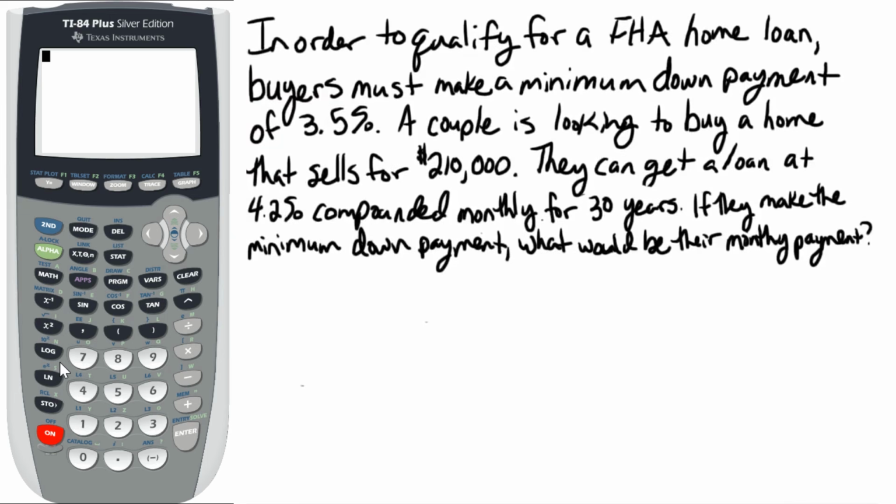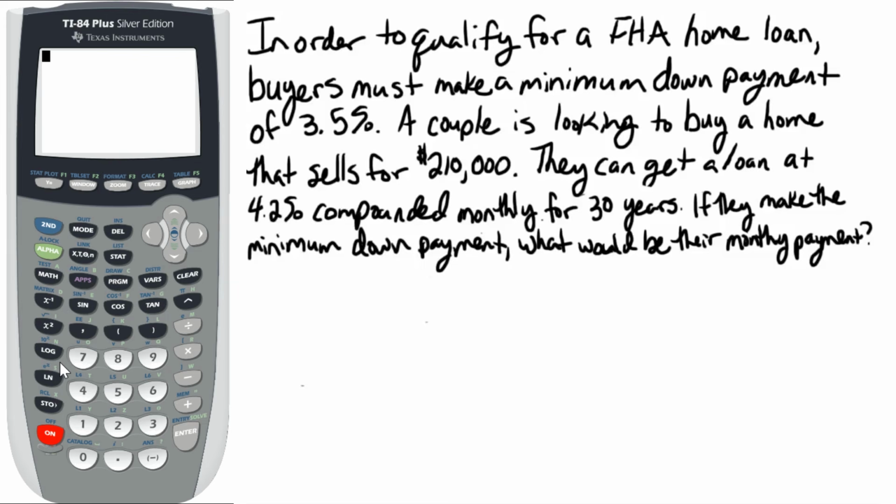Alright. So, in order to qualify for an FHA home loan, buyers must make a minimum down payment of 3.5%. A couple is looking to buy a home that sells for $210,000. They can get a loan at 4.2% compounded monthly for 30 years. If they make the minimum down payment, what would be their monthly payment? So in this problem, we're dealing with purchasing a home and getting a loan for whatever the balance is in order to pay off that loan over 30 years.